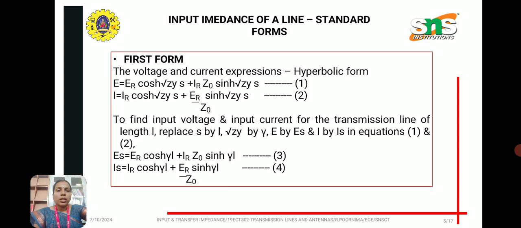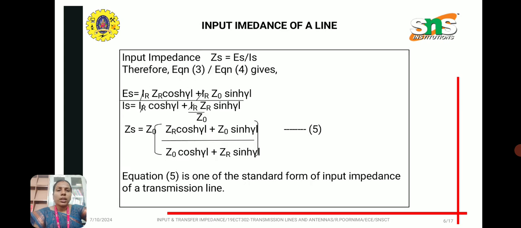We are going to find the input voltage and input current for the transmission line of length L. So replace s by L and square root of ZY by gamma, and replace E by Es and I by Is in equations 1 and 2. These are the changes to be made, and so we get the input voltage and input current. To find the input impedance, divide Es by Is. From the previous equations we get the value of Zin. It is one of the standard forms of input impedance of a transmission line.